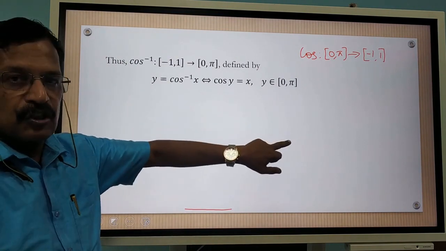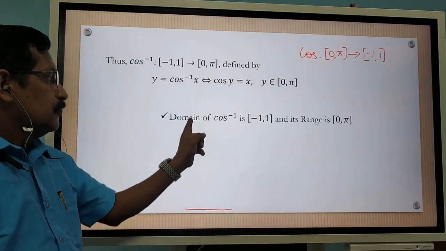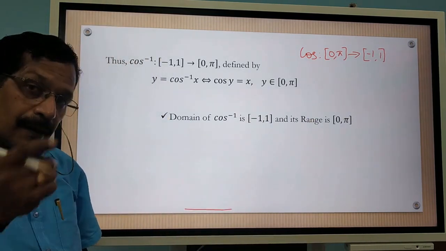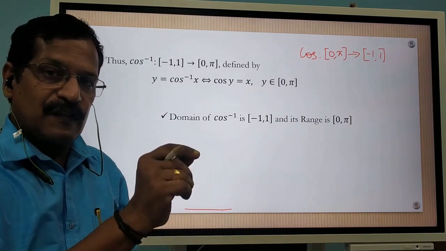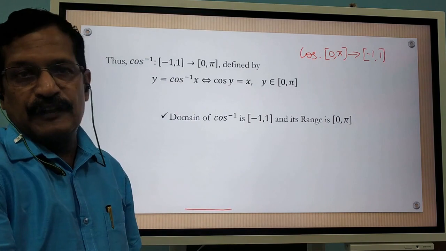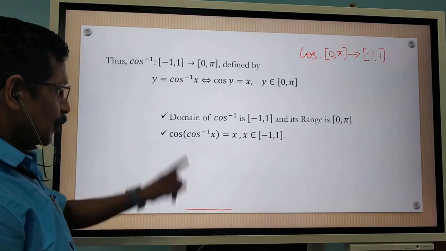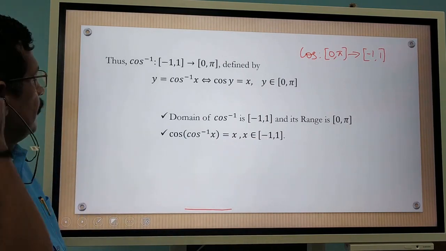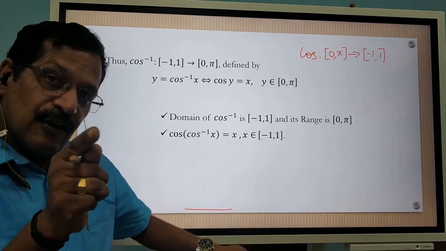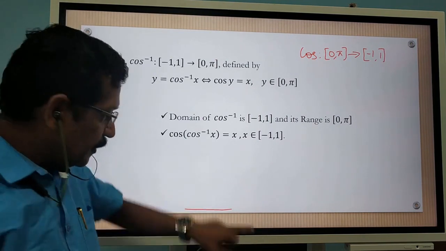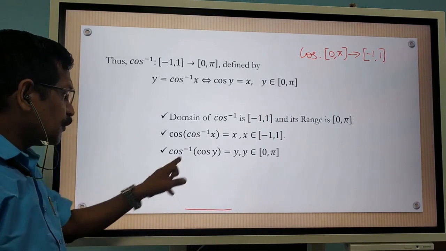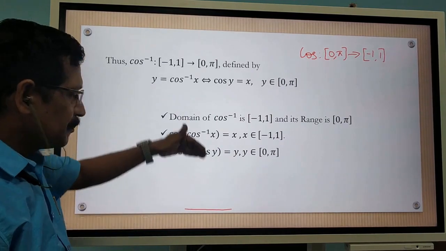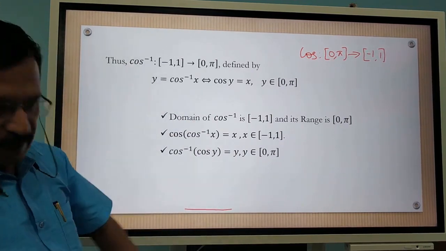Now, some important points. The domain of cos inverse is minus 1 to 1 and the range is 0 to pi. We have the result f composed with f inverse of x is equal to x. In the same way, cos of cos inverse of x is equal to x, where x is an element of minus 1 to 1. Similarly, f inverse of f of y is equal to y. In the same way, cos inverse of cos y is equal to y, where y is an element of 0 to pi. These are the important points in the case of the cosine function.